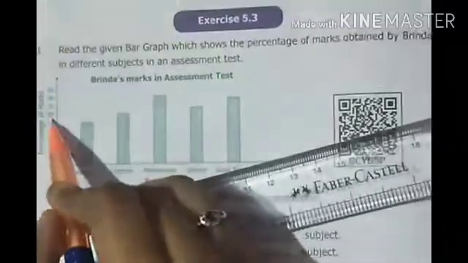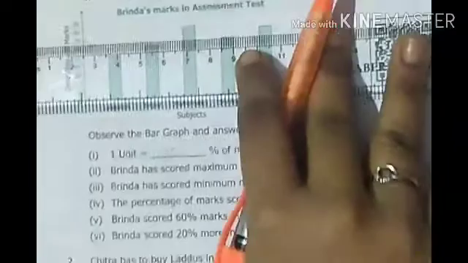Now also, if you have a doubt, just take your scale and measure the bar graph, where the bar graph is present between 60 to 70. So what is the number between 60 to 70? 65 is the number, because we can find this with the help of the scale. What is the answer? 65 percent is her mark.